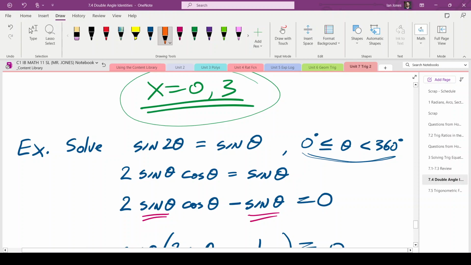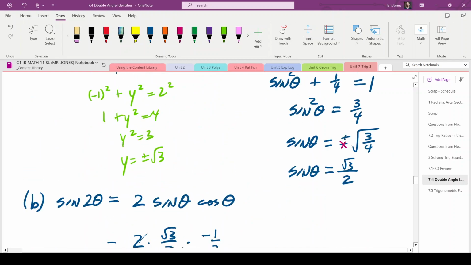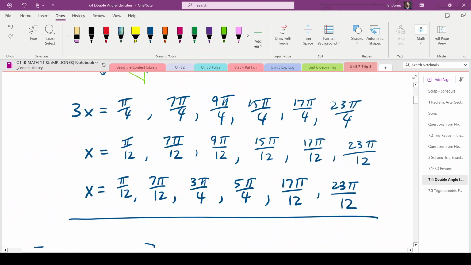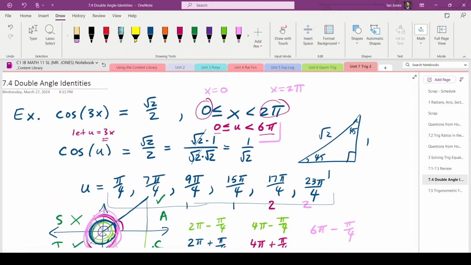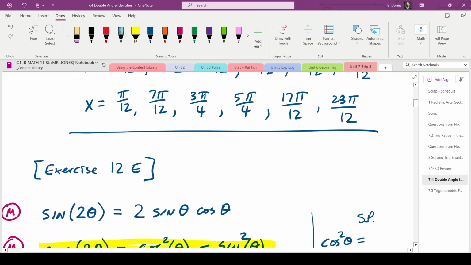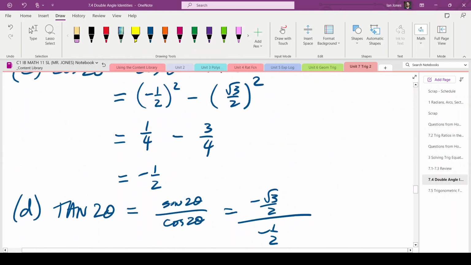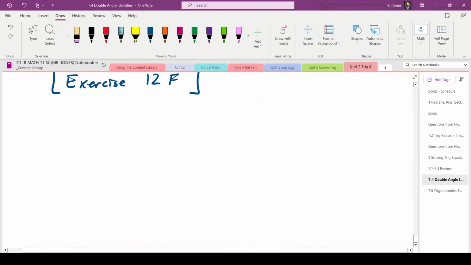Okay, that pretty much covers it. So here now we're up to exercise 12F. From this section we got one example up here right off the top that's not a true double angle question, where we let u equal the argument. And questions like that come in exercise 12E. And then we also have exercise 12F.